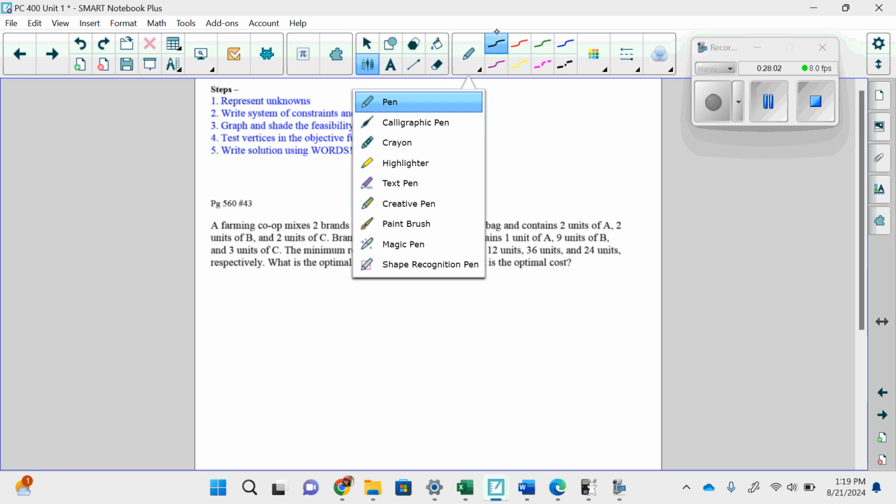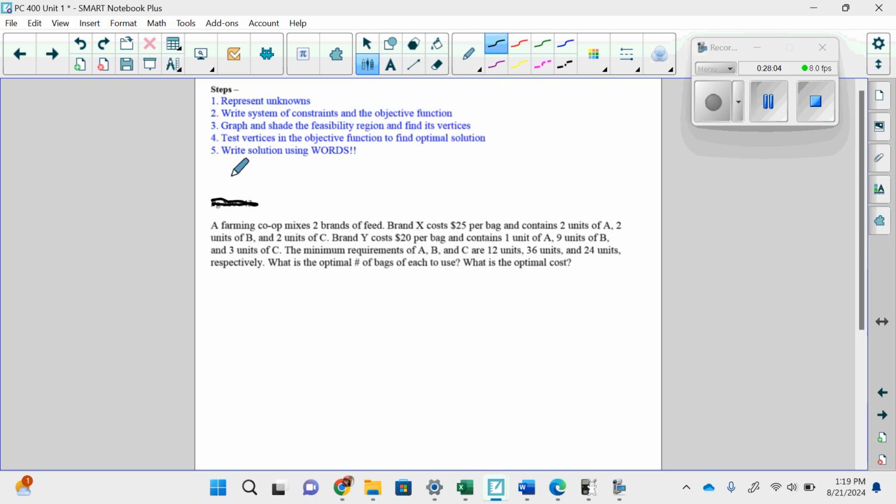All right, so let's take a look at another example. This is in our previous book. It was page 560, number 43. In our new book, there is an example very similar to it in section 7.7 examples. I forget which example number, I think it was example number 5. But anyways, let's go through this.